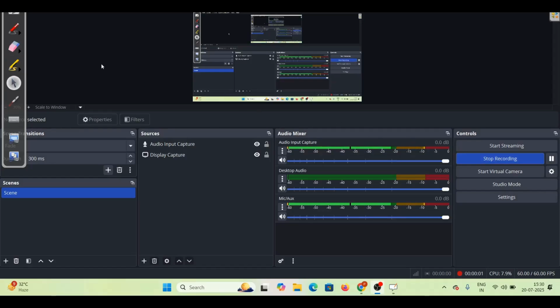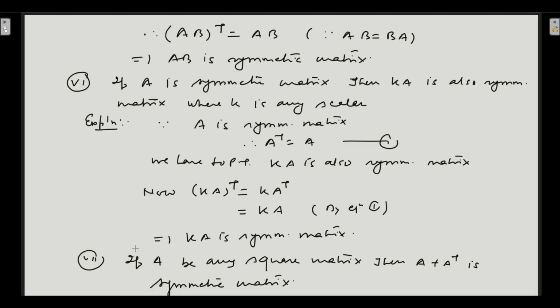Let's start our lecture number 16 of matrices. In this lecture, we will learn about this particular property: if A is any square matrix, then A plus A transpose is a symmetric matrix.